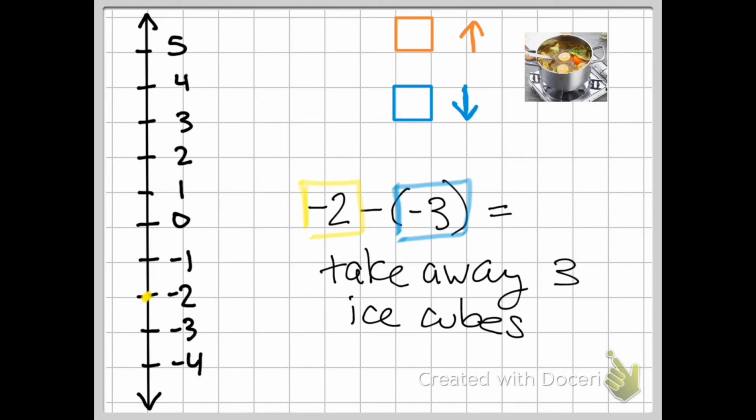And if you were to take ice cubes out of a pot, the temperature of the pot would get warmer because you're taking away ice. That means that our temperature is going to get hotter, which means we're going up the number line. So I'm starting at -2, and I'm going to go up 3 spaces. 1, 2, 3. And that leaves me with +1 as my answer. My temperature has gotten hotter.